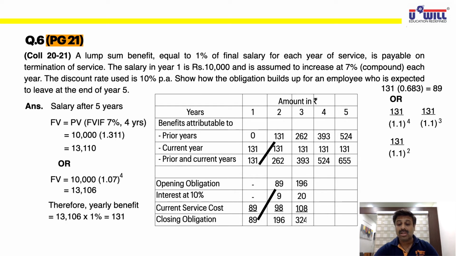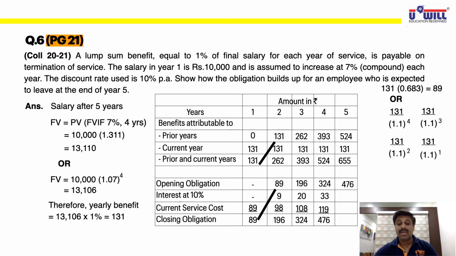The total of all the 3 is 324. 324 will become opening obligation of year 4. 324's 10%, 32.4, means 33 rupees rounded off. Now again all of you do 131 divided by 1.1 raised to the power 1. So that will come to 131 divided by 1.1, 119.09. So 119 rupees if you keep aside, total of all the 3, 476 rupees will be required.